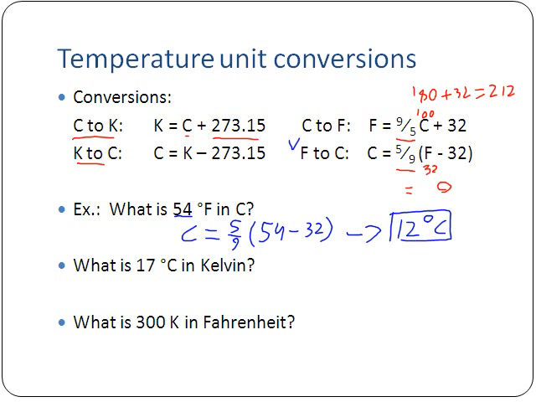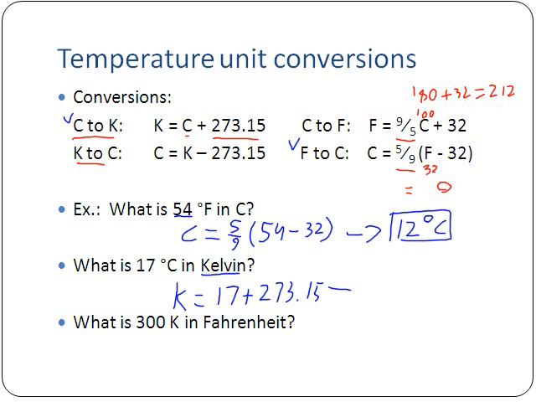Another possibility, what's 17 degrees C in Kelvin? In this case, we're looking for Kelvin. And so since we're looking for Kelvin, we're going to do our Celsius to Kelvin conversion. We'll say that Kelvin is equal to Celsius plus 273.15. So 17 plus 273.15.